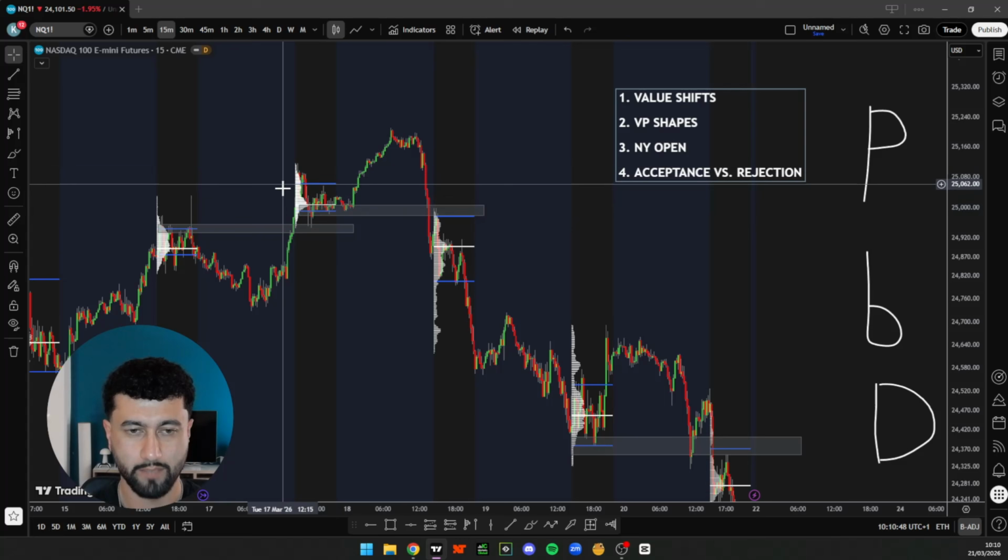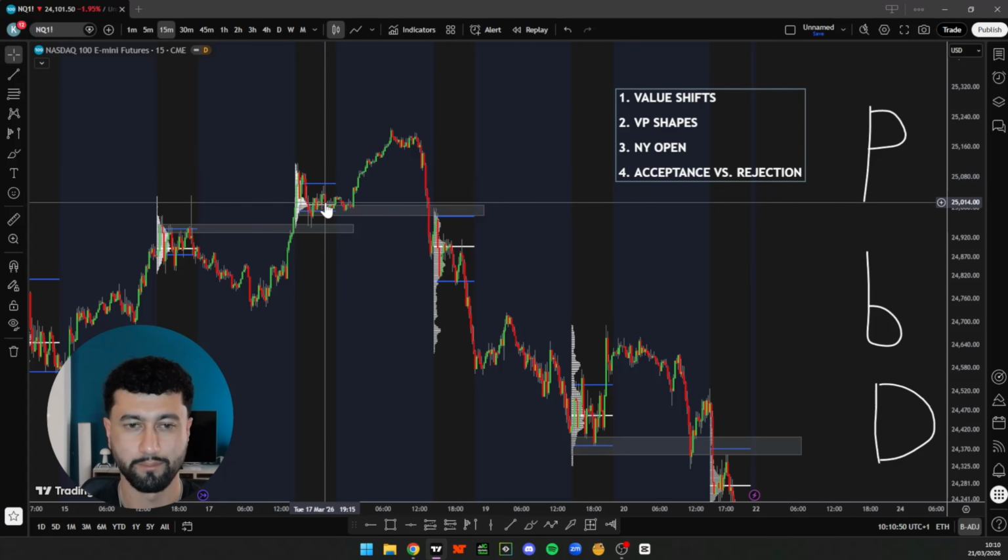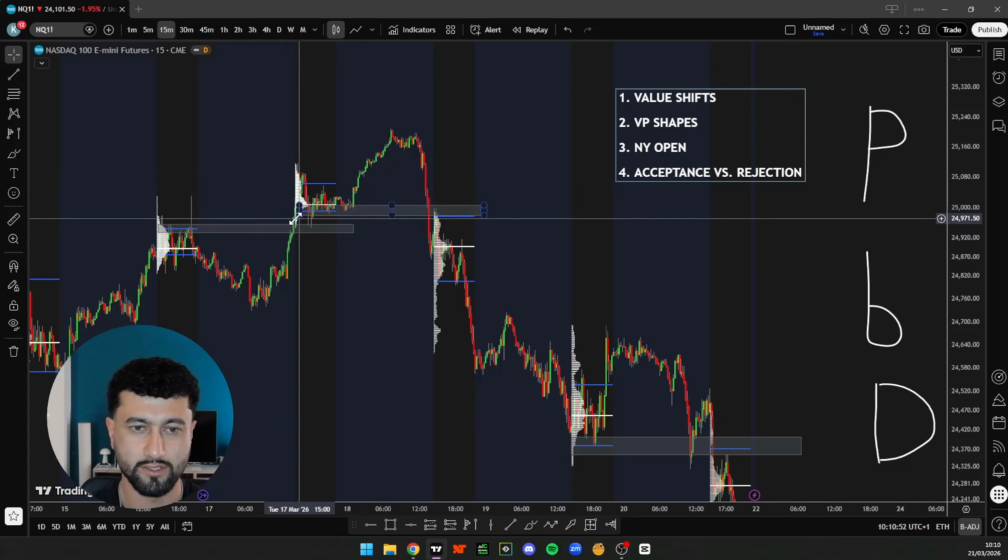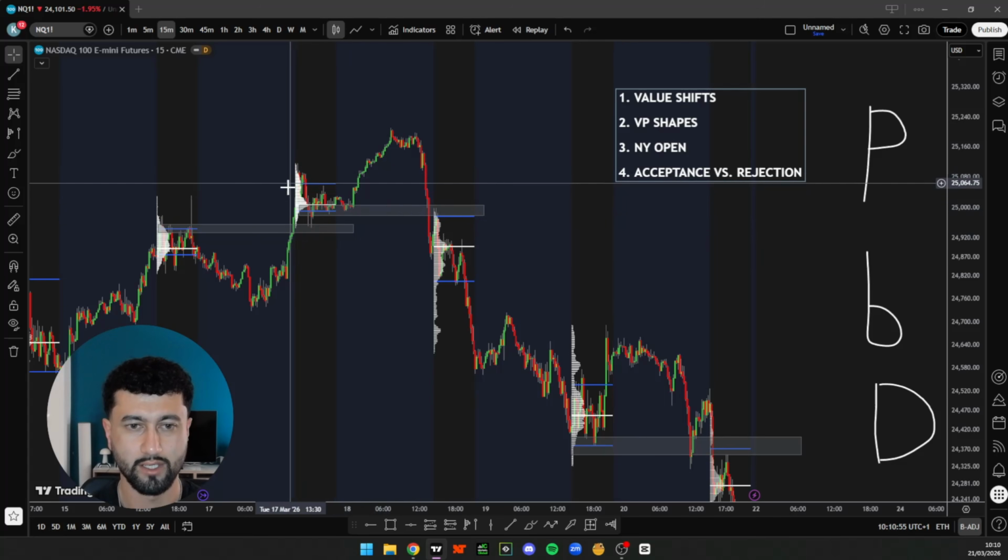This volume profile shape is more to the balance side. It's not a clear B or P shape. It's more of a sort of D shape, also not the cleanest one, but it is more balanced.